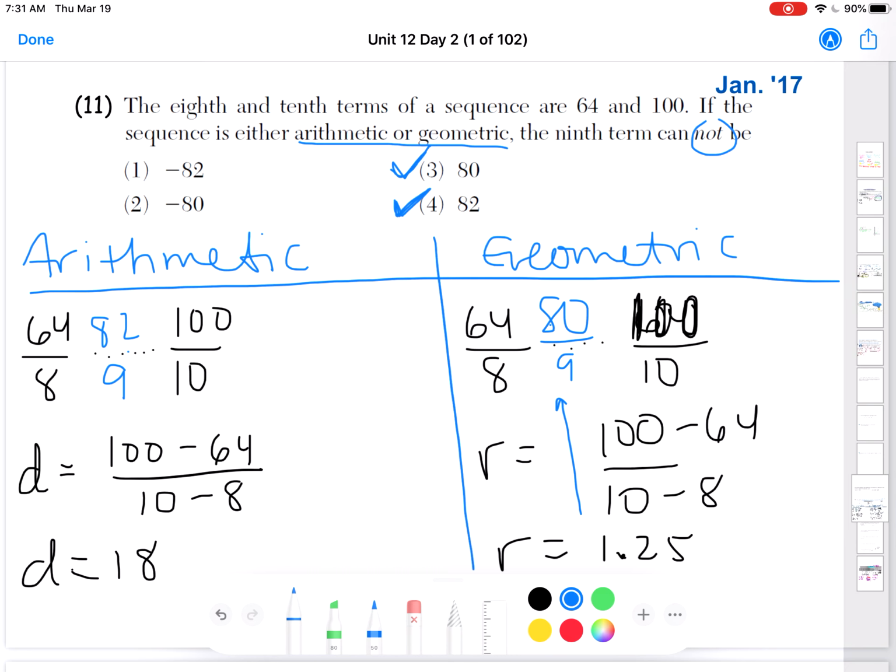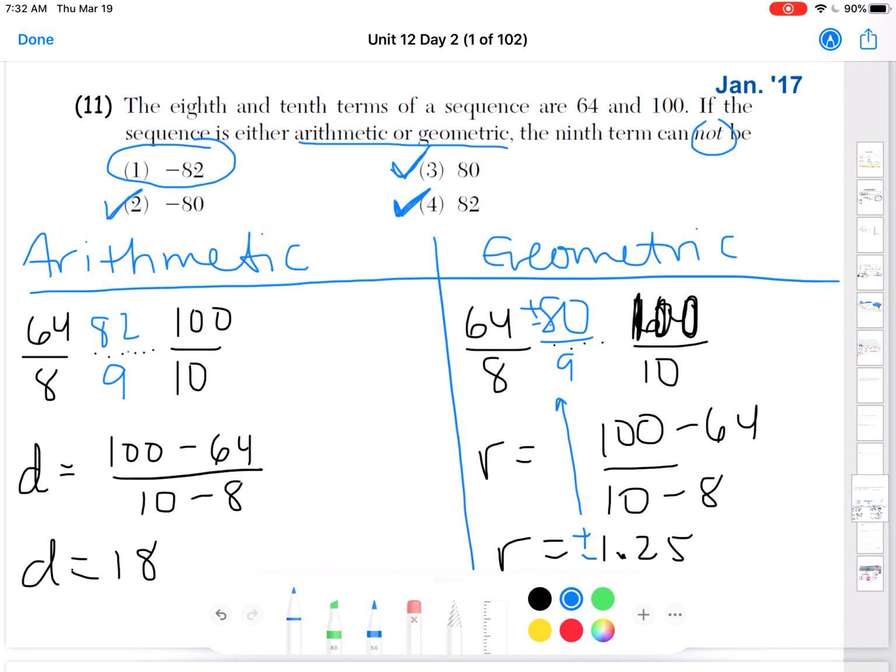But there's something unique about a geometric sequence. This technically could be plus or minus 1.25. A geometric sequence, if you multiply by a negative number, you're going to get alternating signs. So this is technically plus or minus 80. And think about it. A negative number times a negative is a positive. Positive times a negative is a negative. So geometric sequence can have alternating signs, but an arithmetic can never. So therefore, this could work, but this could never work.